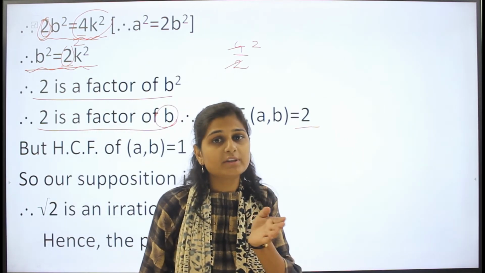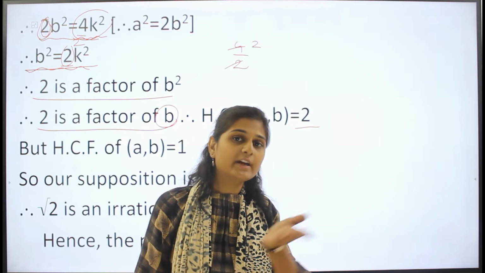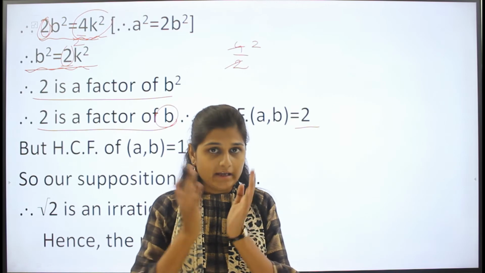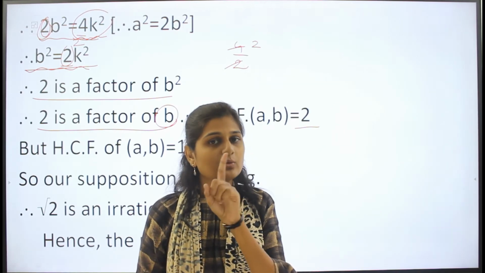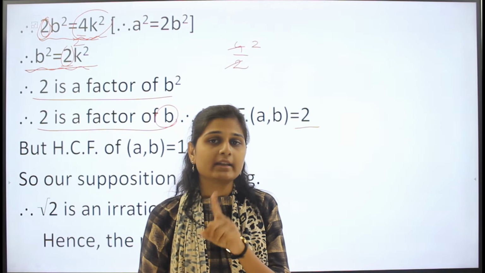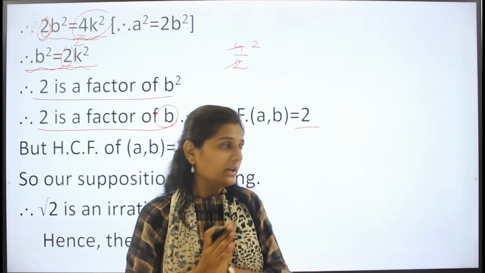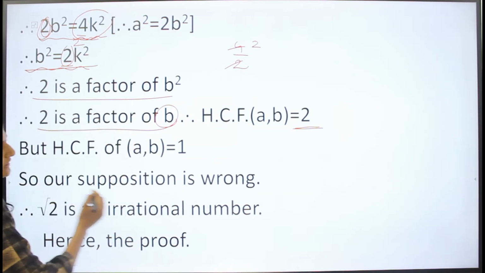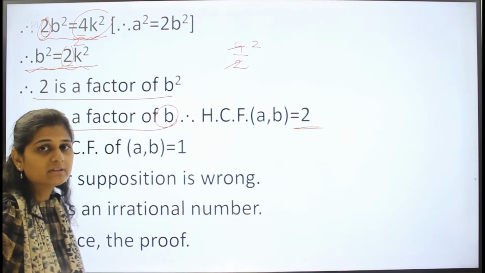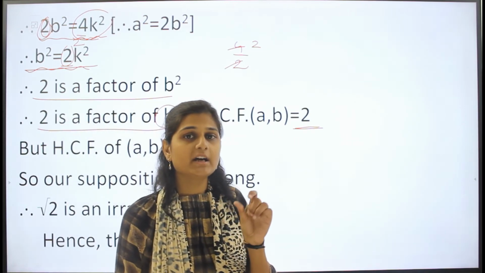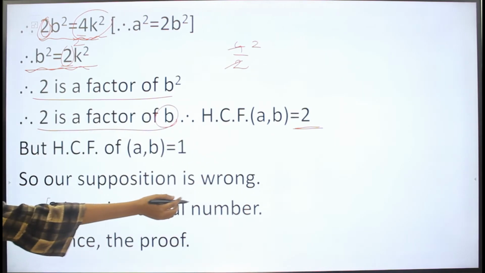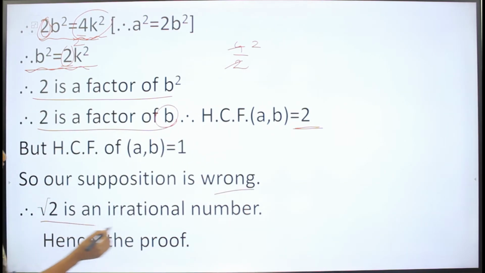Why? Because 2 is a factor of a and we also get 2 is a factor of b, but before we have proved that HCF of a and b is 1, there is only one value that is common between them, but here we are getting 2. That means our supposition is wrong. What we had supposed, that root 2 is a rational number, is wrong, that means root 2 is an irrational number.